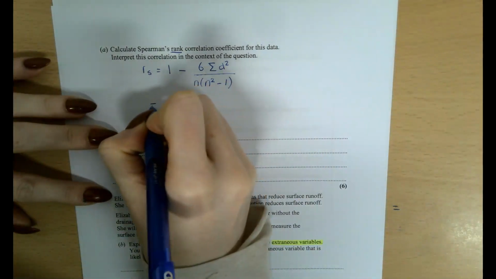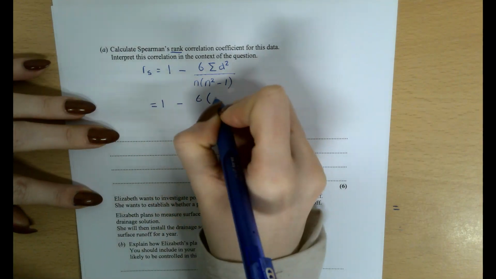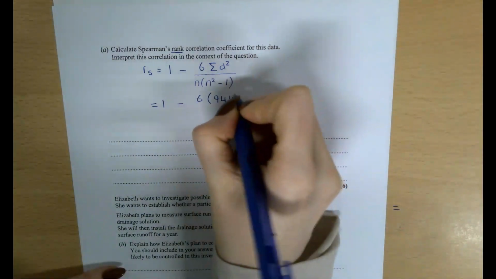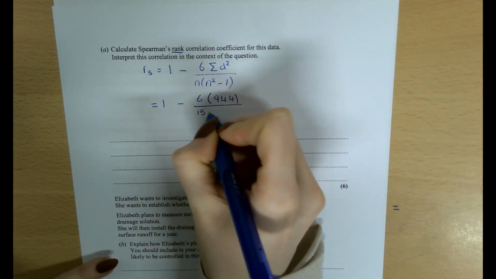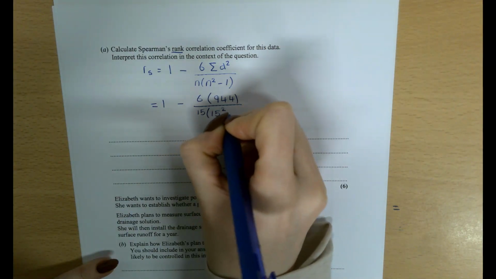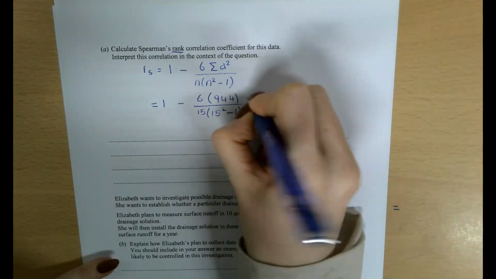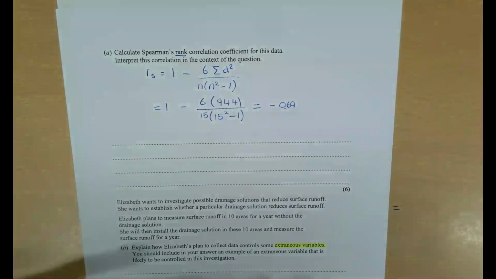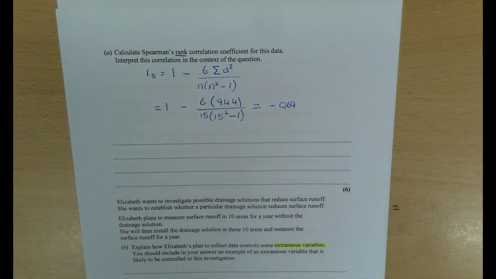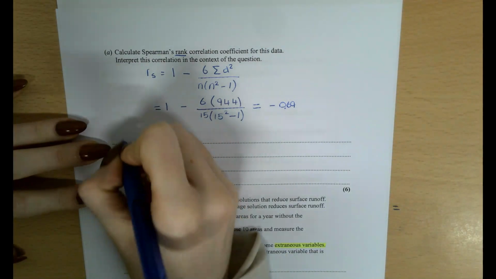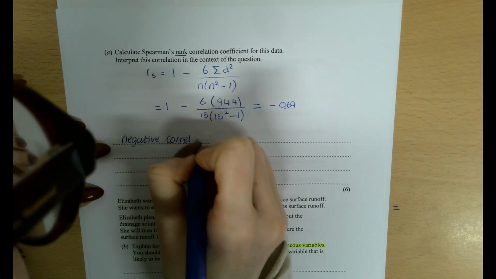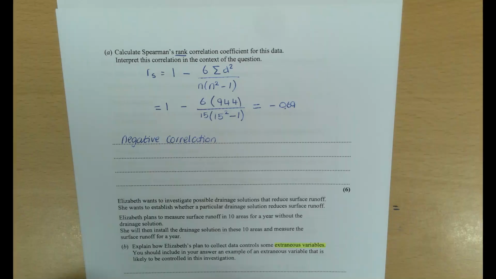So we can work this out. We get 1 minus 6 lots of 944 divided by 15 times 15 squared minus 1. And when we work that out, we get negative 0.69. Now we are asked to interpret this in the context of the question. So firstly, it's negative. So that tells me it's negative correlation. Okay, we have negative correlation, and then we need to interpret that in context of the question.